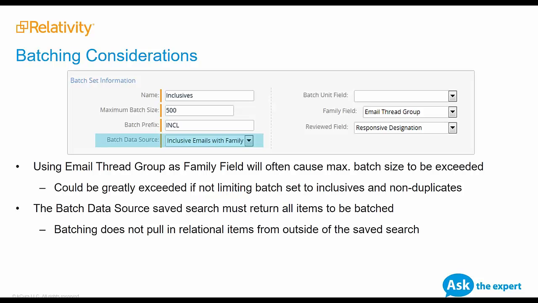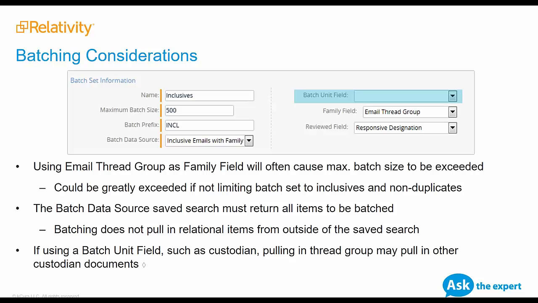The other thing to note: the batch data source, that saved search that you're feeding into the batch set, has to contain all the documents, the threads, the families, and so forth that you want the system to work with, that you want to be batched. The batching isn't going to pull in relational items from outside a saved search.